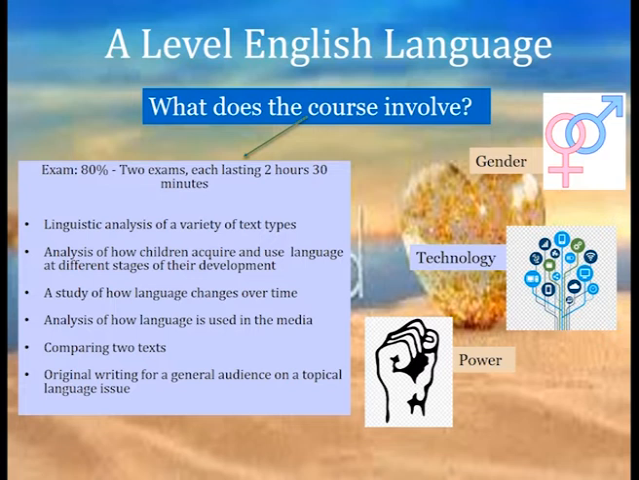You will, however, remember analysing and comparing language in the media at GCSE, and will also have completed your own original writing, perhaps in the form of a speech or an article. Three main areas cross over these topics: gender and the study of how men and women differ in their use of language, the influence that technology has on our use of language, and how power is exerted through using language.